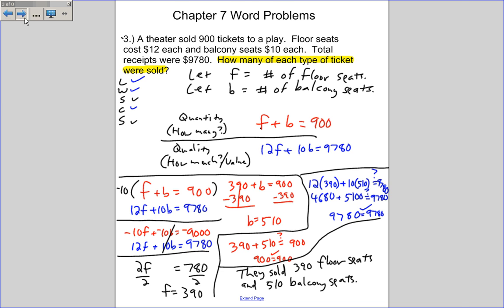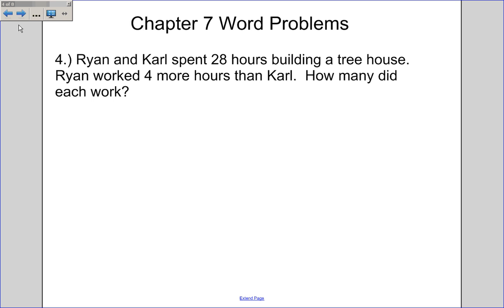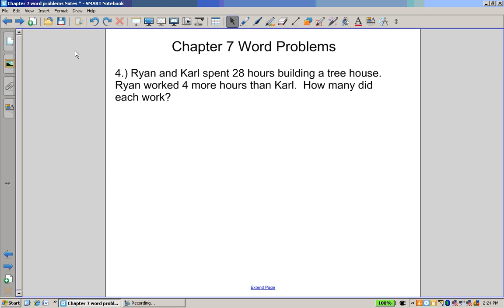All right, about halfway through. This one, I'd encourage you to go ahead and pause the video and try it on your own. Let's see how you did. Let, write, solve, check, sentence. Ryan and Carl spent 28 hours building a treehouse. Ryan worked 4 more hours than Carl. How many did each work?